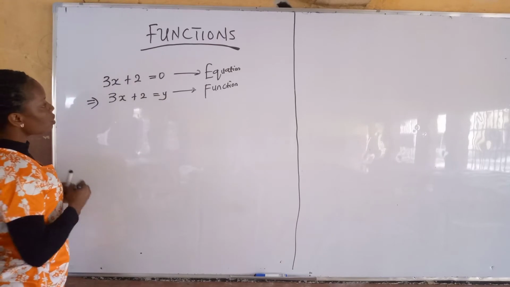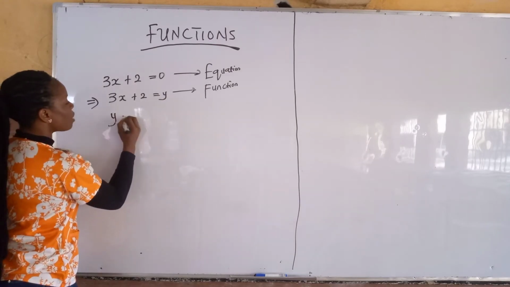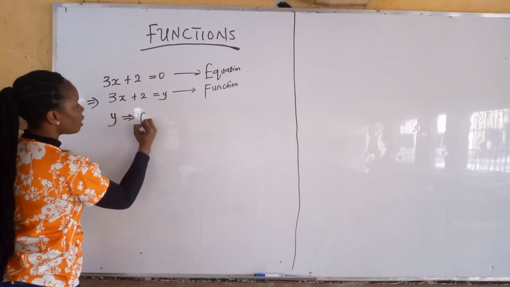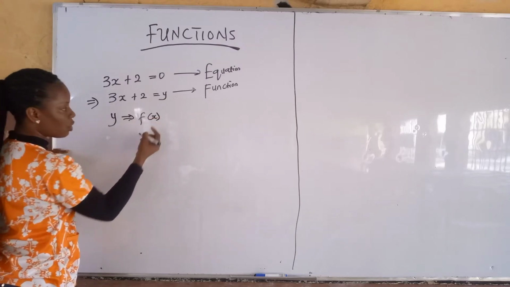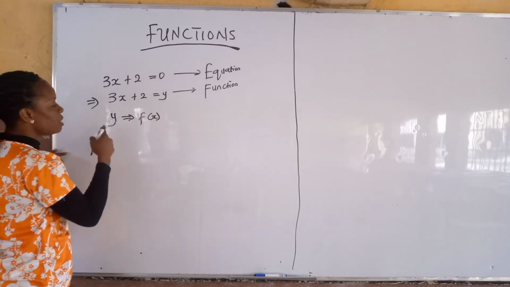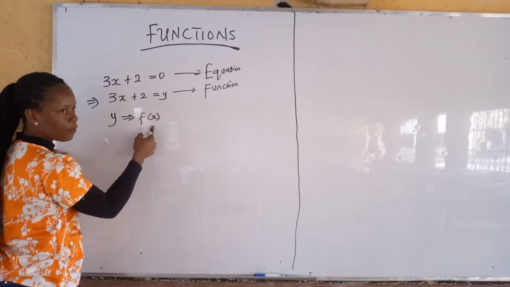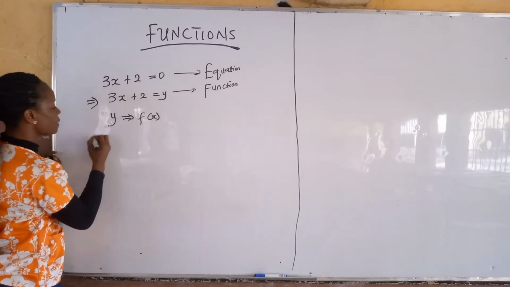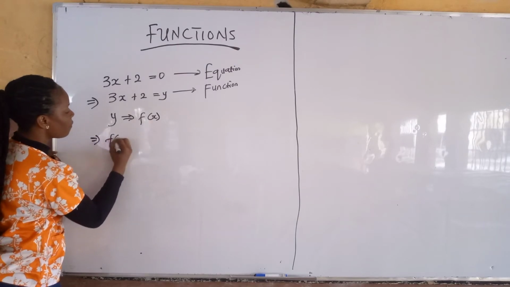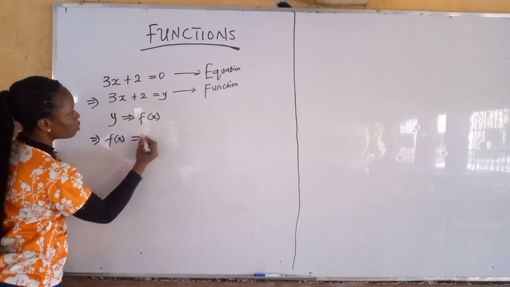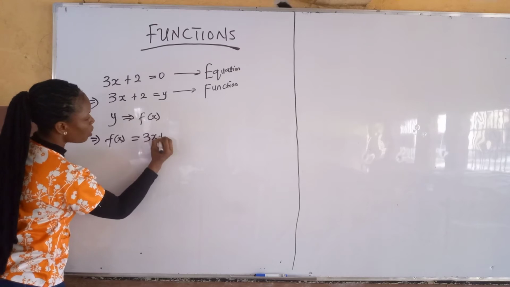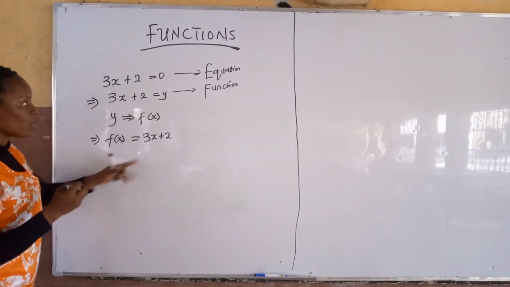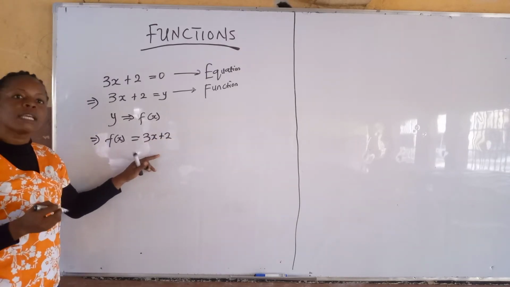And so you also know that y can also be represented as f of x, function of x. So we can always represent y to be the function of x. In that case, we can rewrite this equation as f of x equals 3x plus 2. And we call this a function.